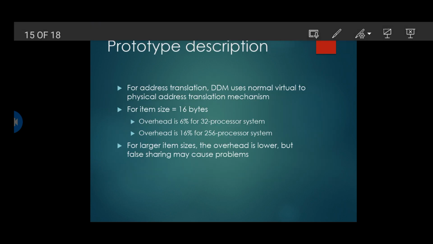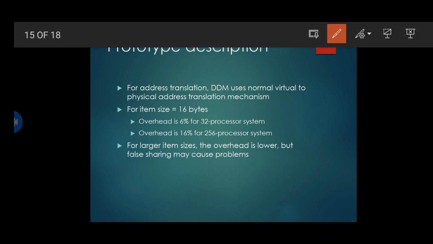Now let us see the prototype description, which we discussed earlier. For address transactions, the DDM bus uses the normal virtual-to-physical address translation mechanism. For an item size of 16 bytes, the overhead is 6% for a 32 processor system, and 16% for a 256 processor system. For a larger item size the overhead is lower, but false sharing may cause problems.